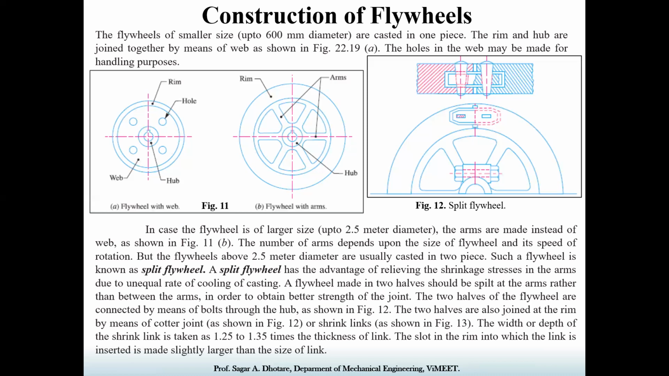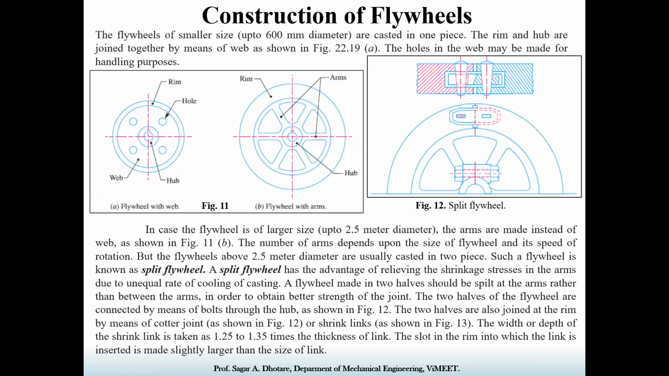A flywheel having a diameter greater than 2.5 meters onwards can be manufactured in two pieces. Okay, you can see it in figure number 12. The flywheel having a diameter of more than 2.5 meters can be manufactured or cast in two pieces. So that can be called a split flywheel.